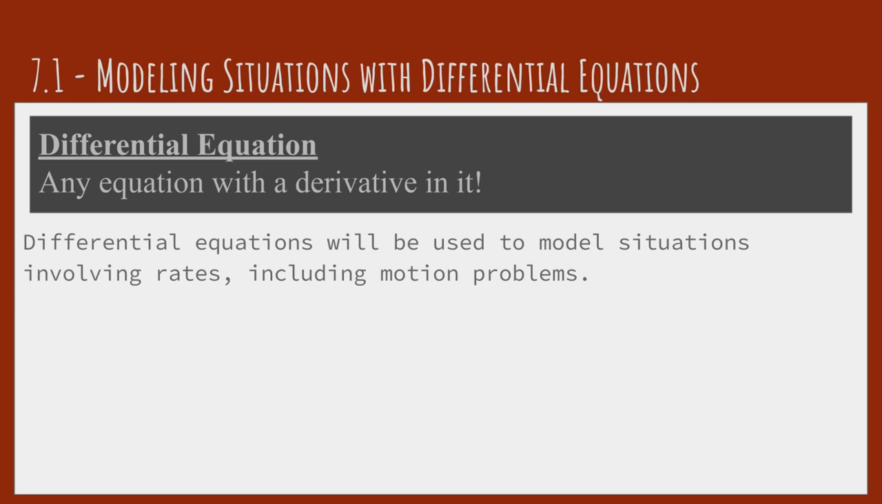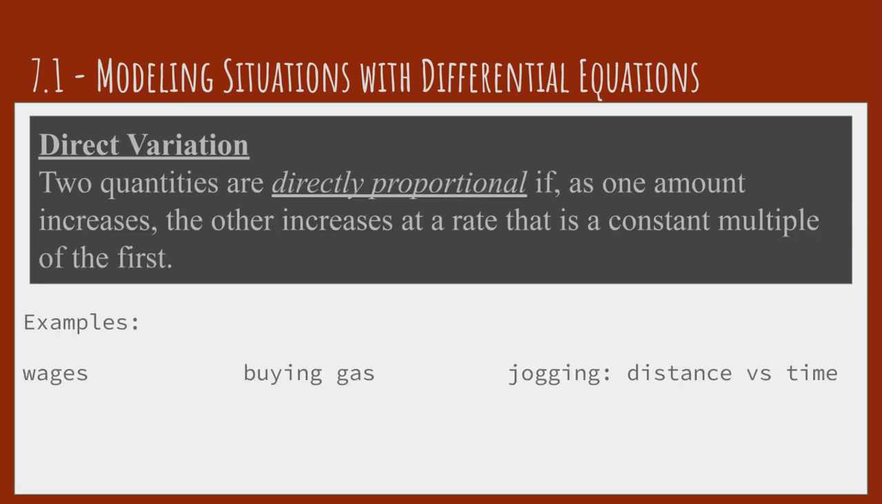So we're going to look at problems where some quantity is changing, usually with respect to or proportional to some other quantity. A lot of times they're going to be motion problems, but there's a huge variety of problems that we're going to look at using differential equations. There's two types of proportionality or variation that we're going to look at. The first is direct variation or a direct proportion.